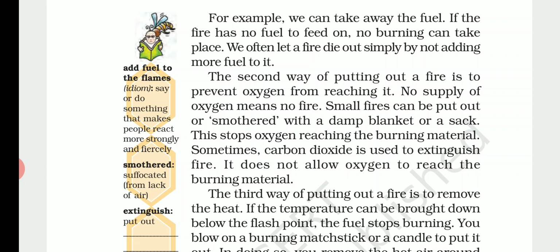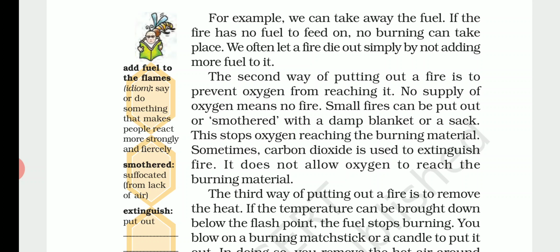The second way of putting out a fire is to prevent oxygen from reaching it. So when we are not providing oxygen to that thing, no supply of oxygen means no fire. Some fire can be put out or smothered with a damp blanket or a sack. This will stop oxygen reaching the burning material.